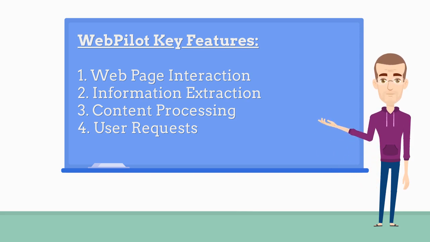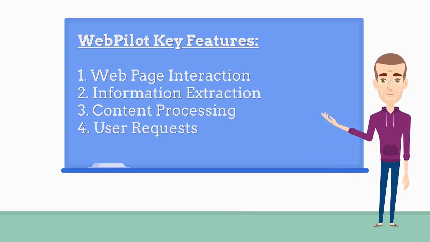Information extraction. WebPilot can extract specific information from a web page. This could be anything from the text of an article, to data in a table, to metadata about the page itself. Content processing. Once information has been extracted, WebPilot can process it in various ways. This could include summarizing an article, translating text into a different language, or reformatting data for easier understanding.